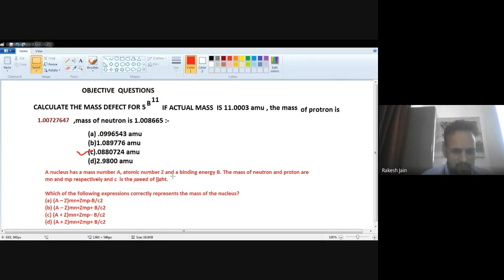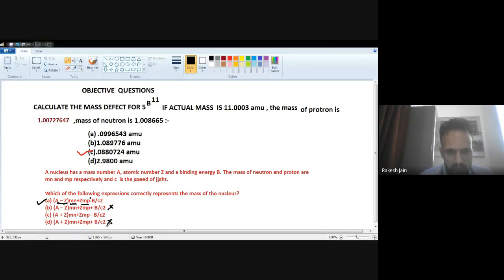A is the correct answer, as we have already done this. Why? First of all, Z times Mp means mass of proton multiplied by number of protons. That's fine. Mass of neutron multiplied by number of neutrons, and the number of neutrons can be calculated as A minus Z. Then there should be a minus sign. Here it is plus, so option B is incorrect.